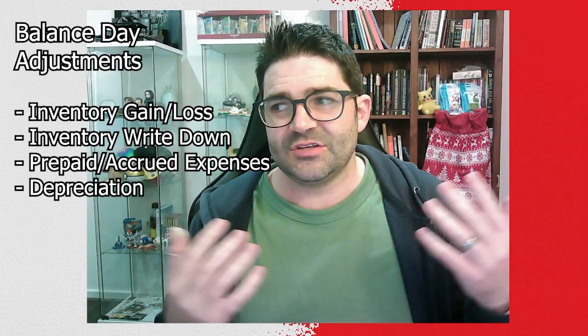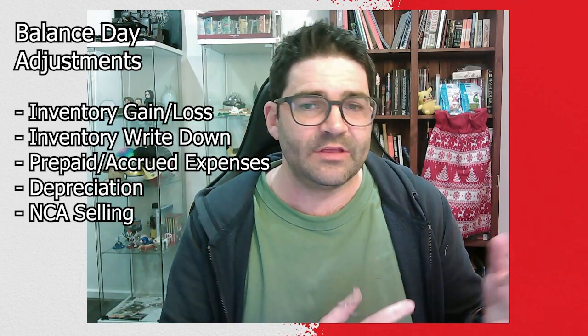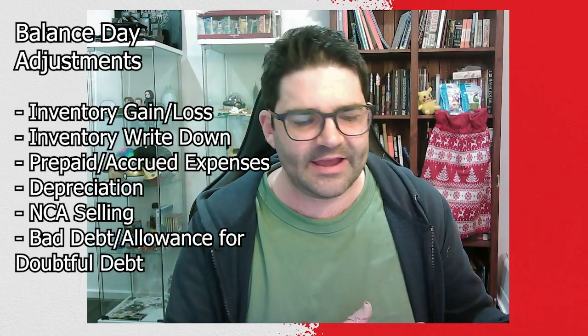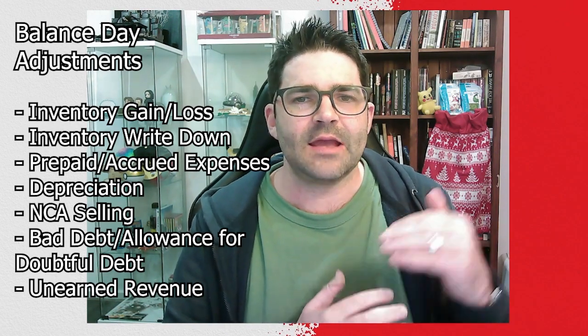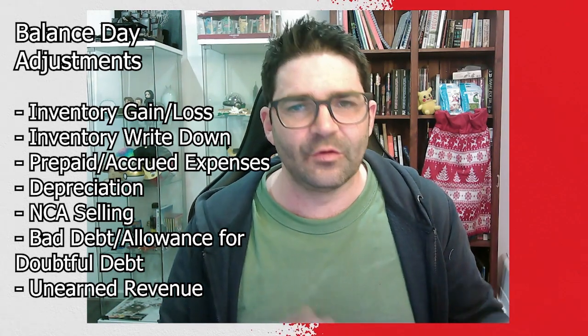Just a quick recap though, of what is in our balance day adjustments: inventory gain and loss, already done that. Inventory write down, already done that. Prepaid and accrued expenses, did that in video 1 for Unit 4. Depreciation was the previous video. Non-current asset selling is now. Bad debt and allowance for doubtful debt will be the next video. And unearned revenue, prepaid sales, all that jazz will be the last video for this area of study. We do have area of study 2 videos.